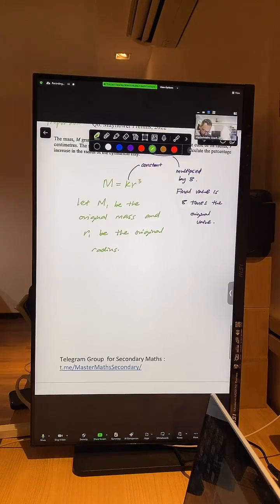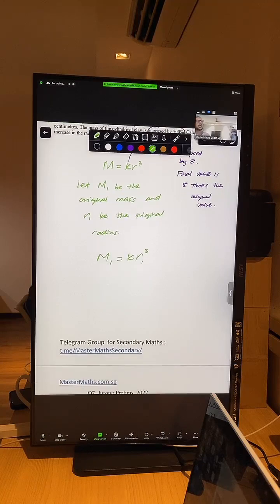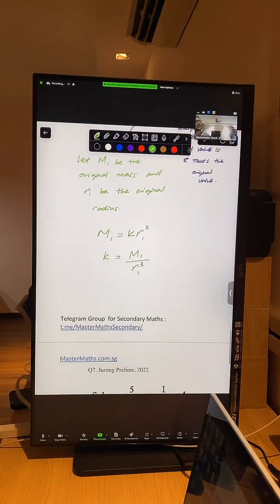So now we know that M1 equals K R1 cubed. M subscript 1, there's a 1 next to the M, and R subscript 1, there's a 1 next to the R also. So that's the original mass, the original radius. So my K is going to be M1 over R1 cubed. Can you see that? And remember, this is a constant value. I have to stress that. This is a constant value.